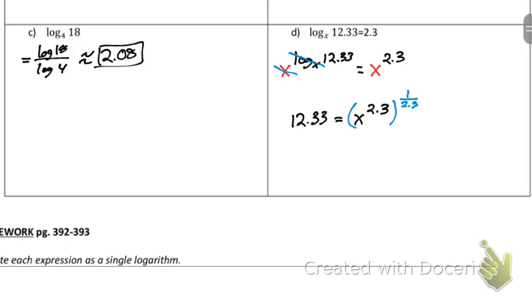In other words, 2.3 times 1 over 2.3 just equals 1. So I'll have x to the first. Well, what I do to one side, I have to do to the other side. So we raise this to the 1 over 2.3. In effect, the only thing I have to plug in my calculator is 12.33 and raise it to the 1 over 2.3, which is sometimes nice, rather than having to go the math button route and putting stuff in correctly. Make sure you put 1 over 2.3 in parentheses. And you should come out with about 2.98.